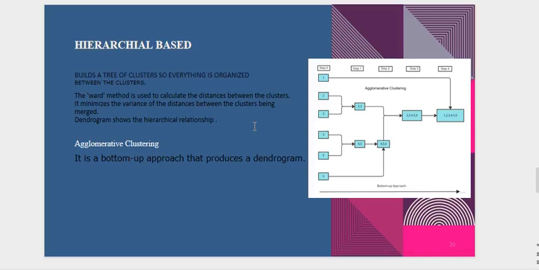In agglomerative clustering, small clusters are formed and two clusters are paired to form another cluster. See, these are small clusters, 2 and 3. They join to form the 2-3 cluster, and 4 and 5 join to form the 4-5 cluster, and these two join to form another cluster, until a single cluster is formed. This is agglomerative clustering. Divisive clustering is just the opposite of a single cluster.